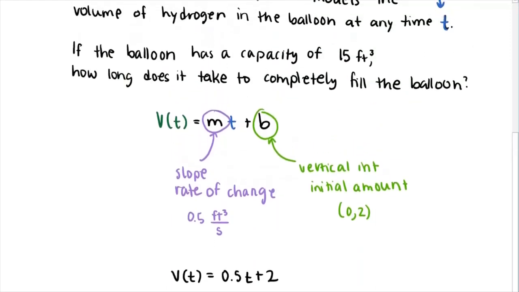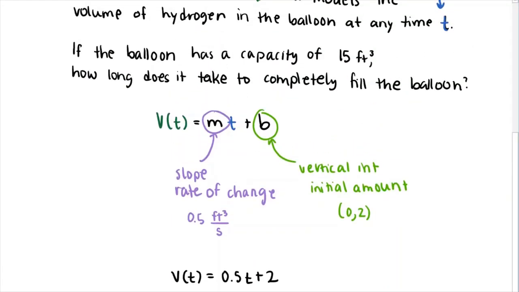And so next thing I want to do is use our linear function to make sense of this piece of information. We know that the balloon has a capacity of 15 feet cubed. In other words, the most amount of hydrogen that we can fill into this balloon is 15 feet cubed. And so I want to know how long it takes to fill this balloon. And so how can I take this 15 feet cubed and use my function to find out how long it takes? Well, 15 feet cubed, this is a volume. This is an output.